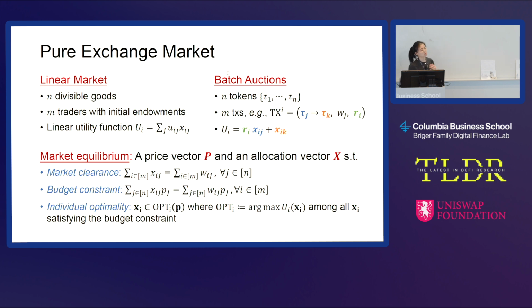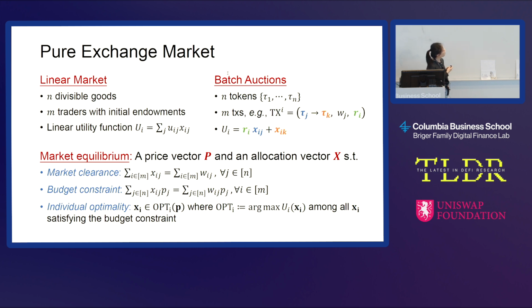It means that M traders bring some items to the market and want to exchange them for others. Each trader has her own preference over these goods, which is denoted by this U_ij. And here X is the final allocation, which means X_ij is the amount of good j that trader i finally received. Then in the linear market, each trader's utility function can be represented in this linear way.